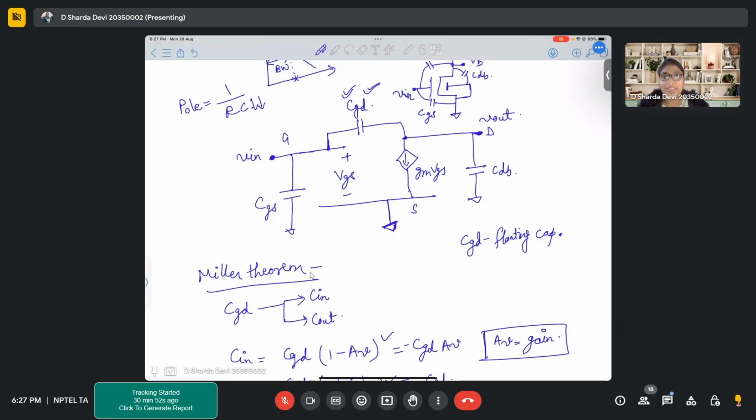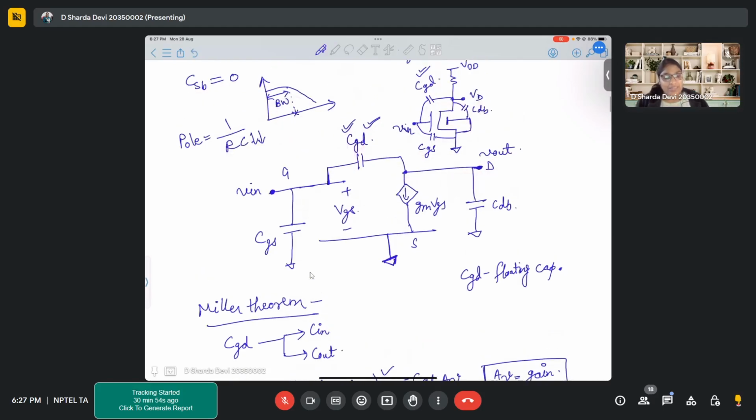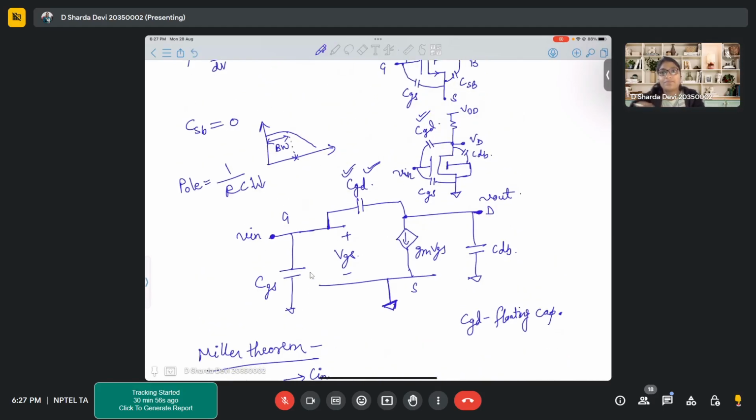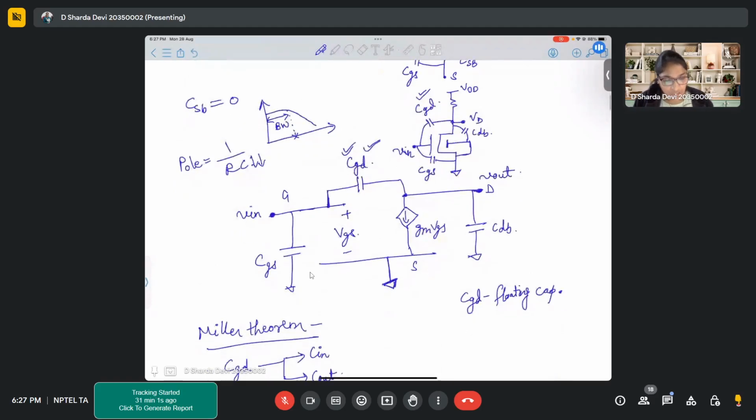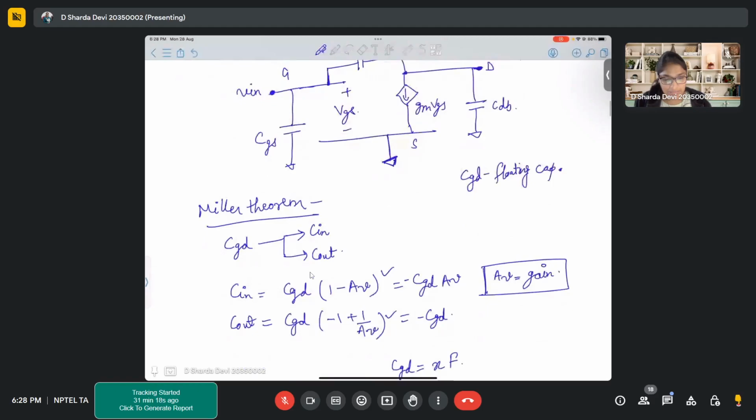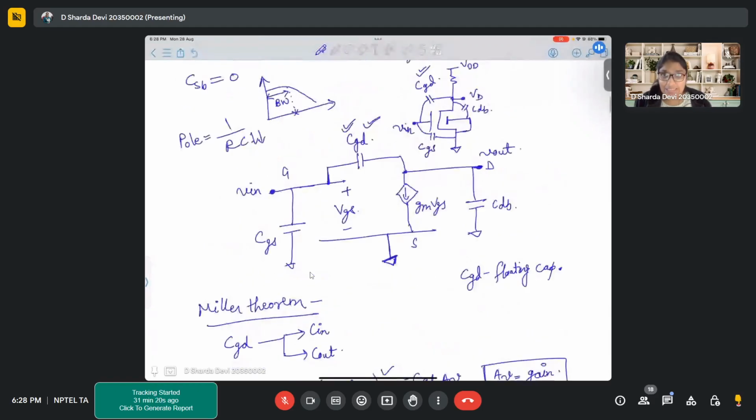Is this clear? Ma'am, can you repeat the last part you said about CGS? No, we are not talking about CGS. We are only talking about CGD right now. Everything we are talking about is CGD, Miller's capacitor and Miller theorem. Here, in the input node, the capacitance is gain times X. So the value of capacitance is high, so the bandwidth will be less, because the pole's value will reduce.